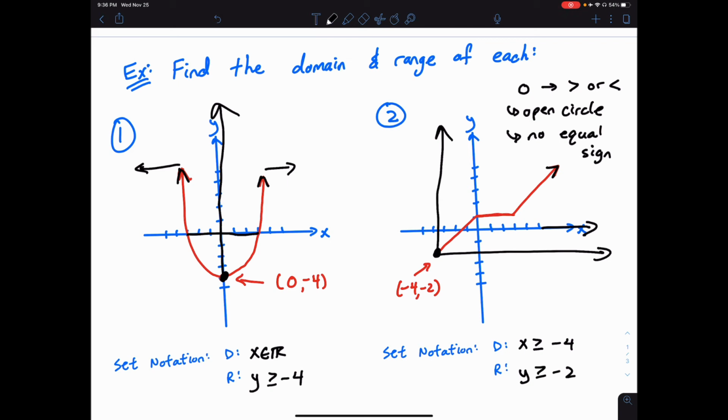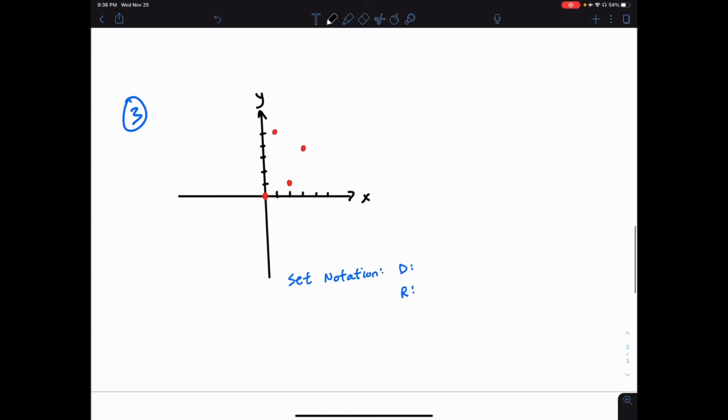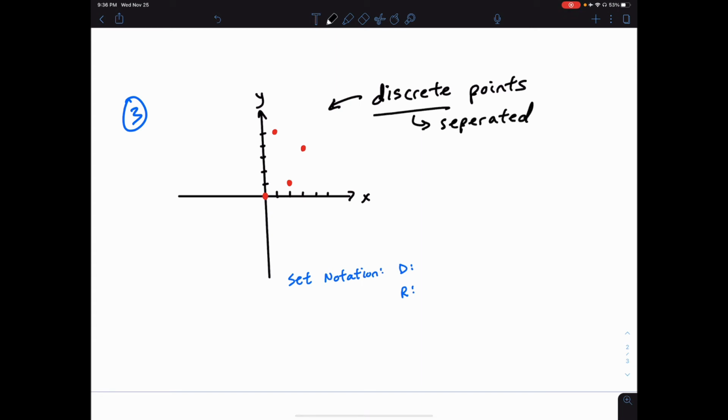Now let's talk about one last example where we don't have straight lines. For example, this one here. These ones here, we have points that are kind of separated apart from each other. These ones here are known as discrete points. Discrete basically means that these are separated points.